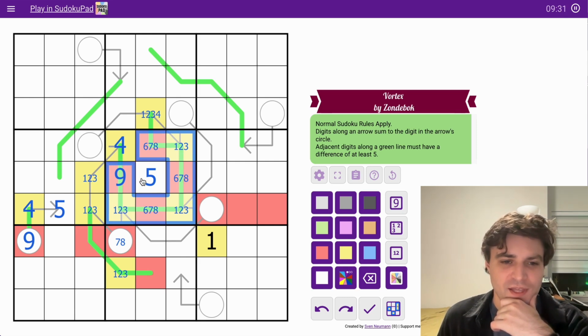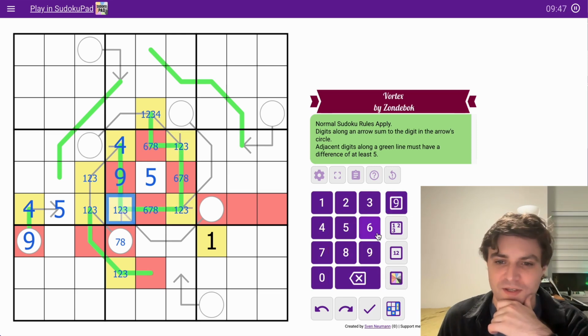Where is a 3 allowed to go? If a 3 went here, then we would need 2 digits that are separated from it by at least 5. That would make both of these 8. That would cause a problem. You're not allowed to be a 3, and neither are you for the same reason. The only one that's allowed to be a 3 is this one.